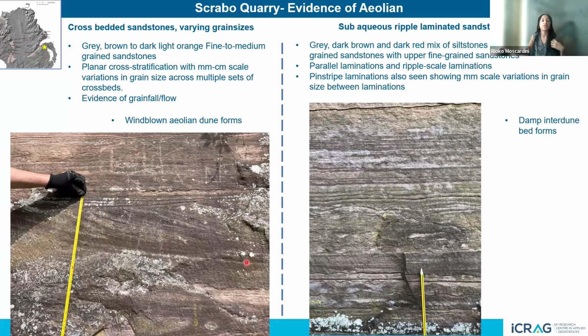And then we also saw evidence of damp interdune bed forms. So sometimes between the dunes, there can be a bit of mixing of the damp environments. And that can be seen here with the ripples you can see just above the pen.